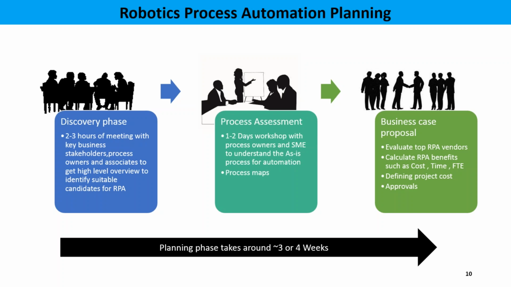So these 3 are the very important phases for any application coming into your RPA cloud: the discovery phase, process assessment, and business case proposal. After getting the approvals on your business case, you can go for the development or think about the next step. Generally this planning phase takes around 3 to 4 weeks. You can take it as 1 month to discover, do the process assessment, and define the business case proposal.